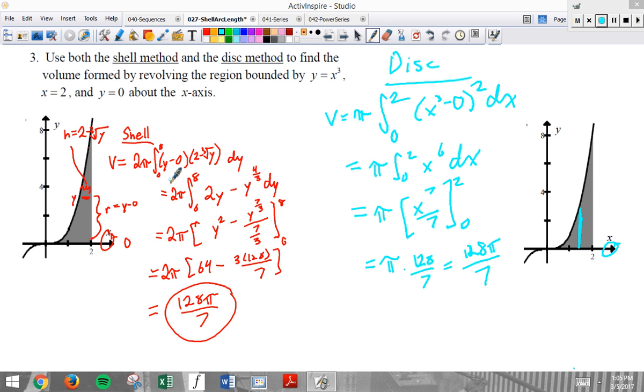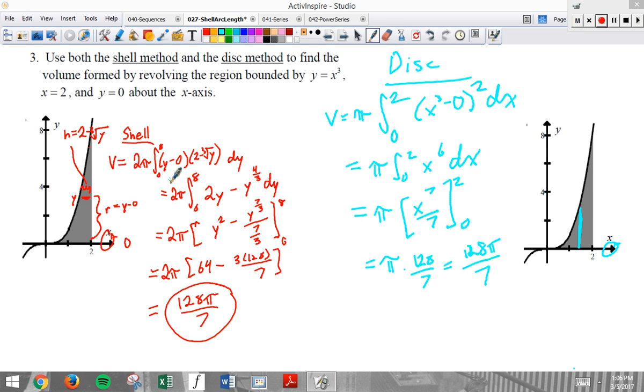So what I would do is I would see what's the problem trying to guide me toward. Are they giving me functions for x? And if I use shell, I'll use functions of x? Then I would always try shell. If they're giving me functions of y, and if I use shell, I'd be needing functions of x, then I would try a disk, okay?